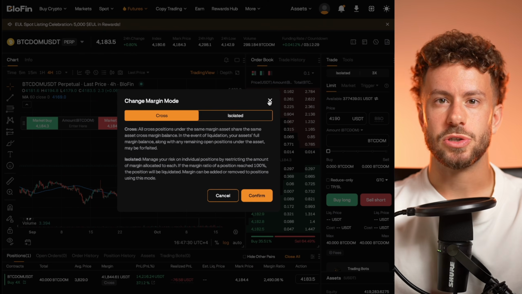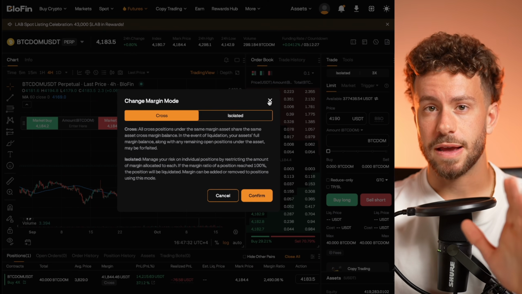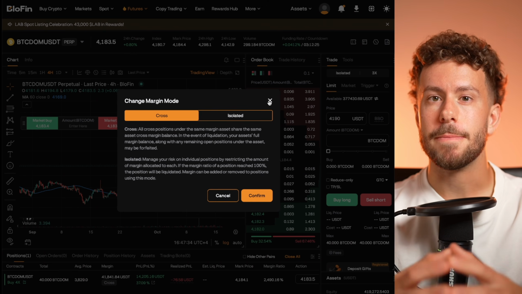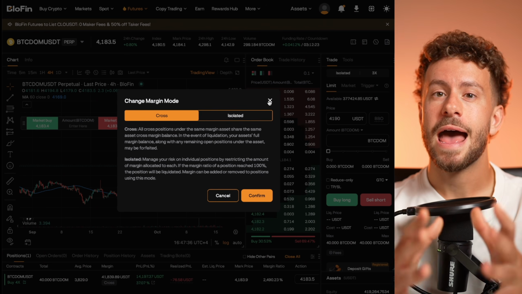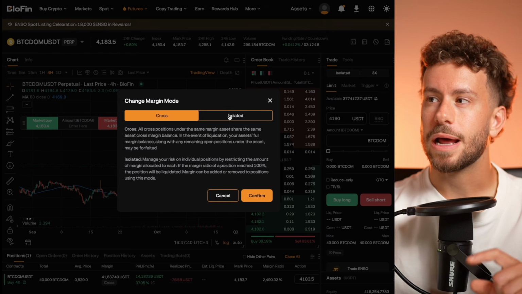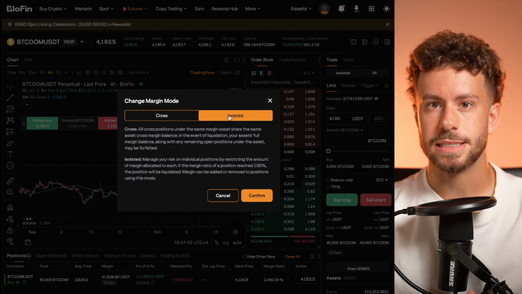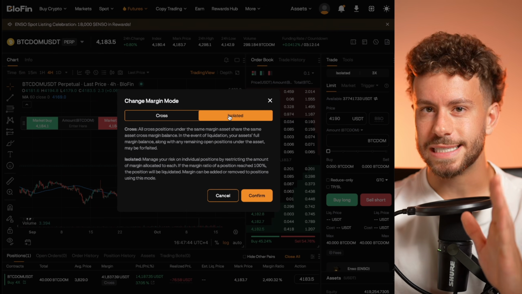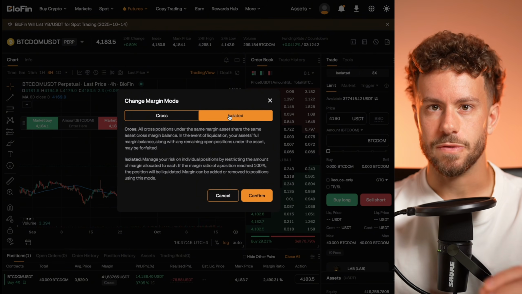I know a lot of seasoned traders that just stick to cross margin because they have so much capital that it's basically impossible for them to get liquidated. However, if you are new to trading or you have a little bit less capital, I would highly recommend to always stick to isolated mode. This way, you know exactly what you're risking for any given trade.